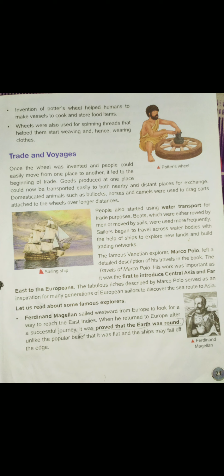Trade and voyages. Once the wheel was invented and people could easily move from one place to another, it led to the beginning of trade, when people could go farther. They generally take their goods to other countries or further places, and they sell them there and bring their needed and necessary things. So this is the beginning of trade, like import or export. Goods produced at one place could now be transported easily to both nearby and distant places for exchange.